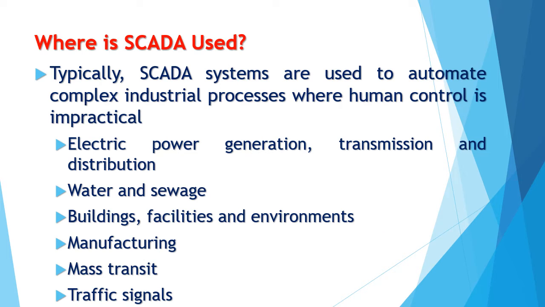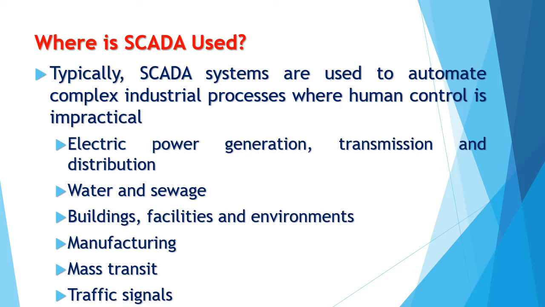Where is SCADA used? Typically, SCADA systems are used to automate complex industrial processes where human control is impractical. So these are the examples. First, we have electric power generation and transmission and distribution. So electric companies actually generate power from power plants, and then they transmit that power through transmission lines to be distributed to households. So they need a way to measure how much electricity this specific portion of the neighborhood needs, and they send around the same power that the neighborhood requires.